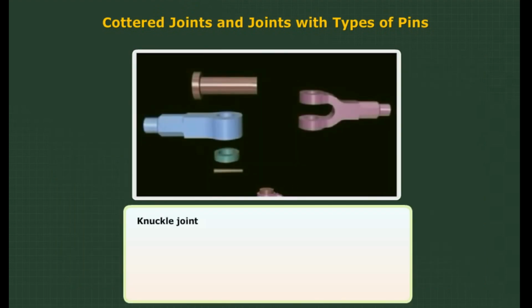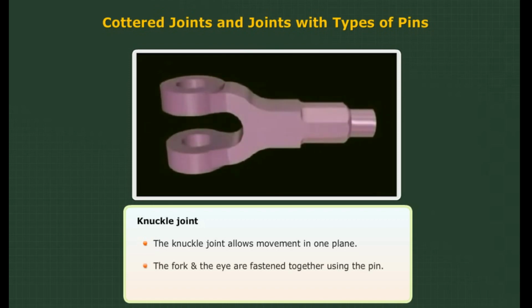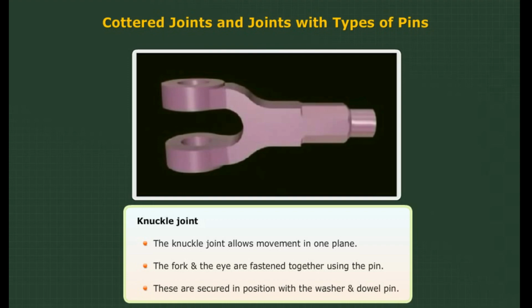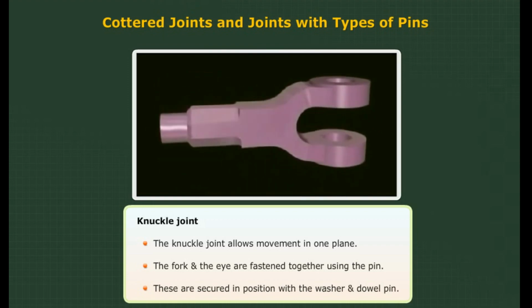Knuckle joint. Unlike the cottered joint, which does not allow any flexibility, the knuckle joint allows movement in one plane. The fork and the eye are fastened together using the pin. These are secured in position with a washer and dowel pin.